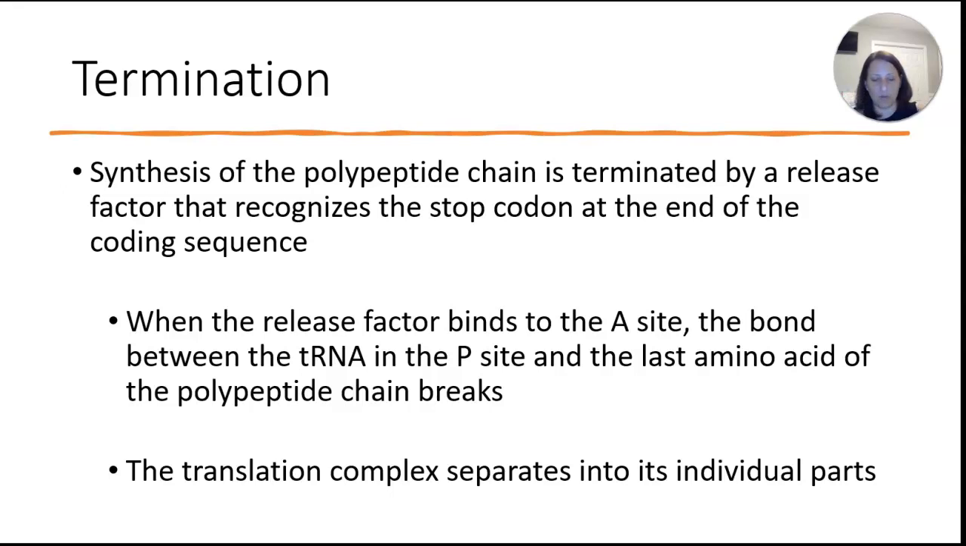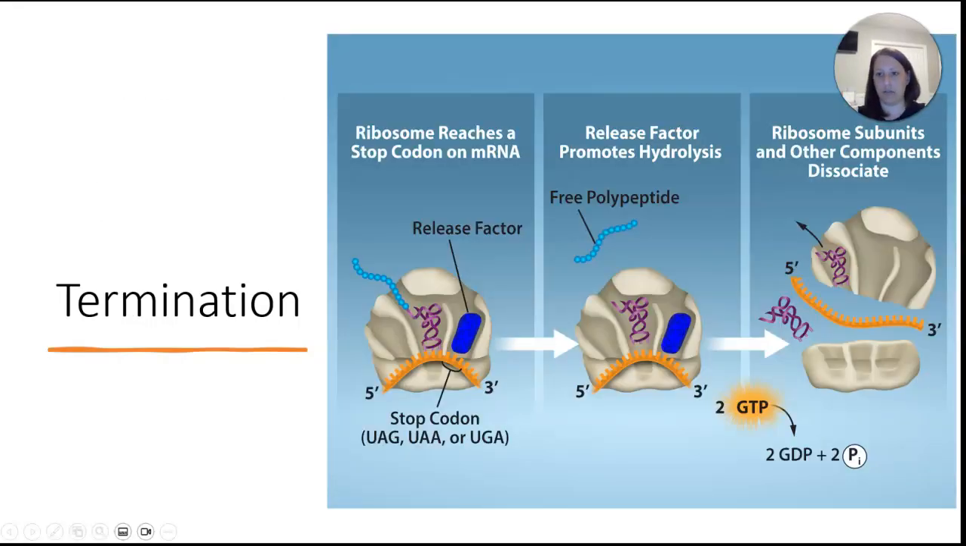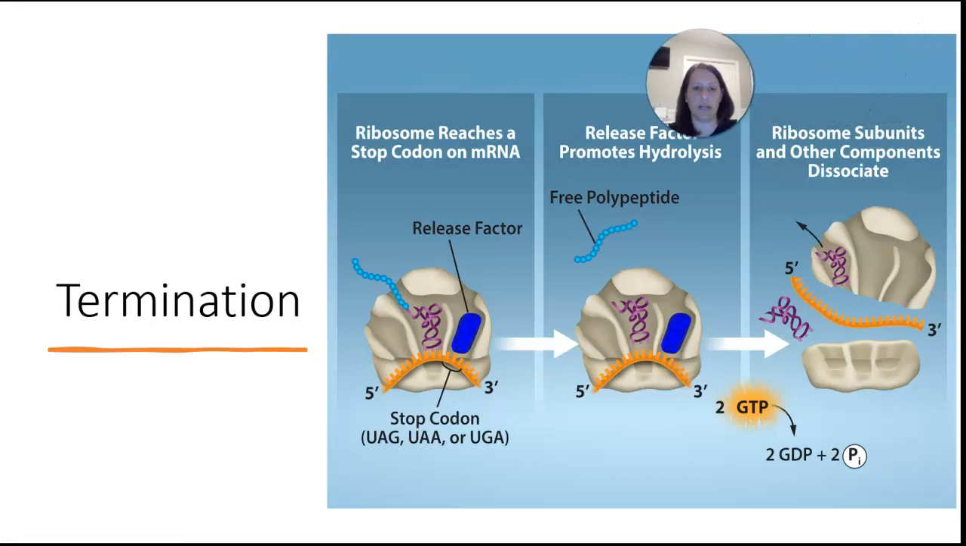And so a protein called the release factor will come in and bind in the A site, and that binding between the tRNA in the P site and the last amino acid of that peptidyl chain will become weakened and will break. And so the protein is released. And that's going to cause the translation complex to just dissociate. And so let me show you that picture. And so again, this is just called termination.